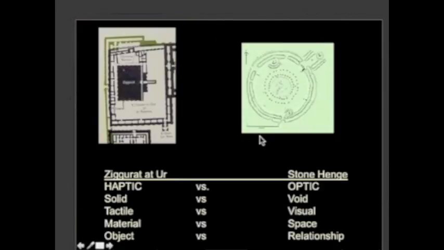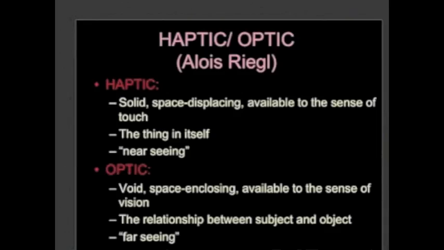And so if we make a comparison, and these are comparisons that have never been made before, by the way, because we're going so fast, between the ziggurat at Ur and Stonehenge, we begin to see two different ways that architecture organizes itself through its material. We see the haptic at Ur, and at Stonehenge, we see the optic. And optic, we'll go back to that in a moment.